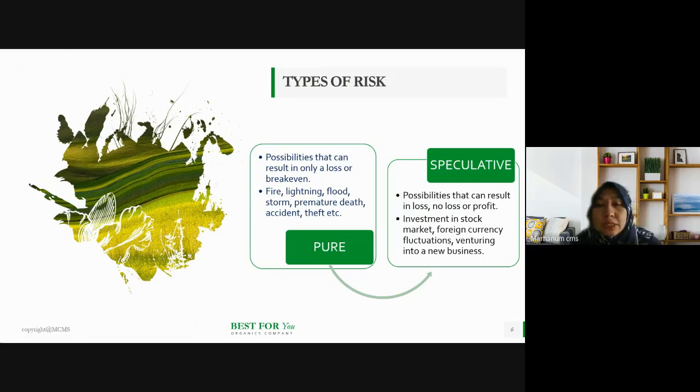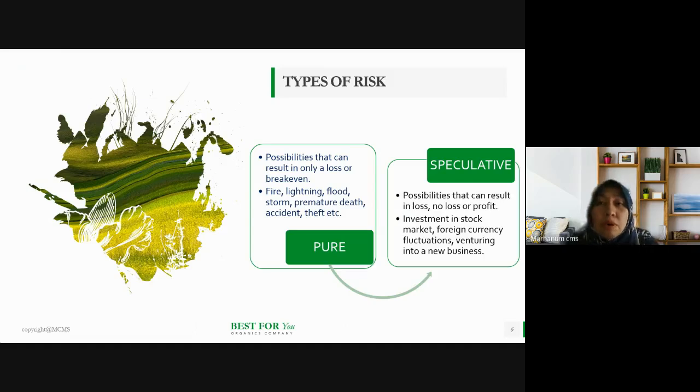Okay, so there are two types of risk. Only one type of risk will have coverage from the takaful. The first one is pure risk and the second one is speculative risk. So what is pure risk? Pure risk is the possibilities that can result in only a loss or break even.